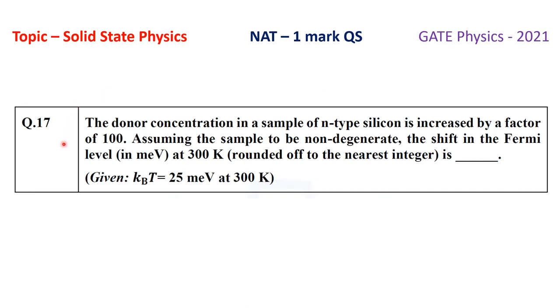The question is, the donor concentration in a sample of n-type silicon is increased by a factor of 100. Assuming the sample to be non-degenerate, the shift in the Fermi level in milli-electron volt at 300 Kelvin, rounded off to the nearest integer, is? Some information has been given, that is kB times T equals 25 milli-electron volt at 300 Kelvin. So let us see the solution part now.